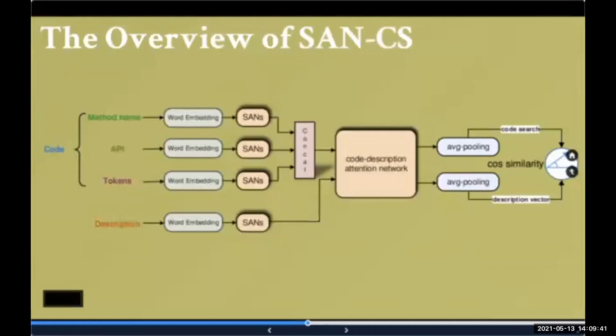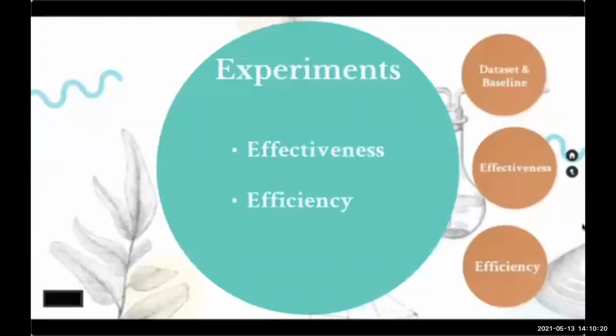Then we get the joint representation for the code snippet and the description by passing them to the joint representation networks. Finally, we train our model by maximizing the cosine similarity between the code snippet and its corresponding description, and minimizing the cosine similarity between the code snippet and its irrelevant descriptions. We verify our proposed model both in effectiveness and efficiency.